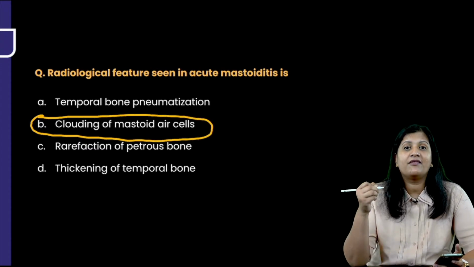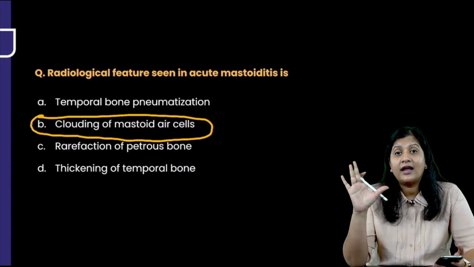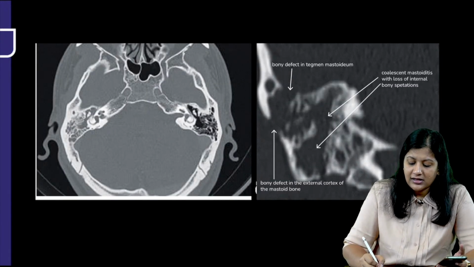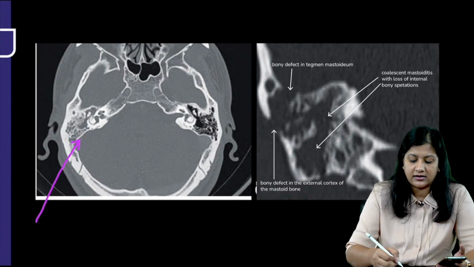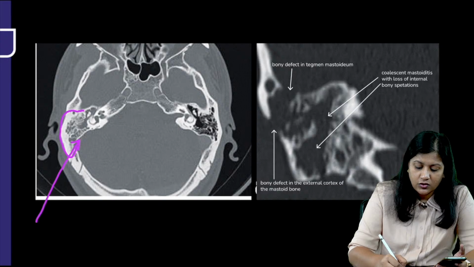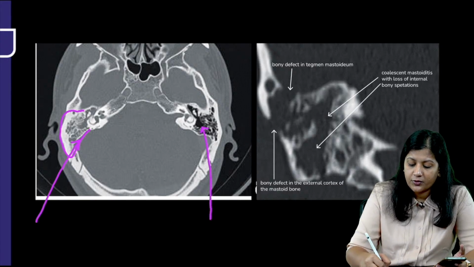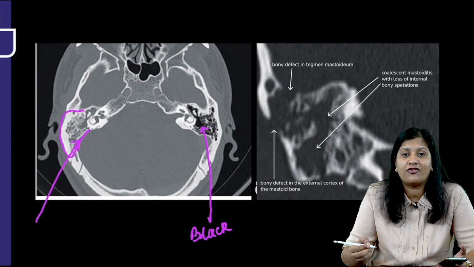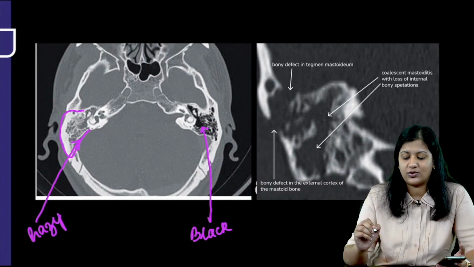So typically when there is pus in the mastoid, what will happen? It will appear hazy. So I will show you the image. Now if you see this image, this is the scan of a patient having mastoiditis. So this is the mastoid, and you see the air cells are not black. Compare it with the opposite side. You see the air cells are black, and when the air cells are black, it means that they are air filled. But if they are hazy, grayish, it indicates mastoiditis.